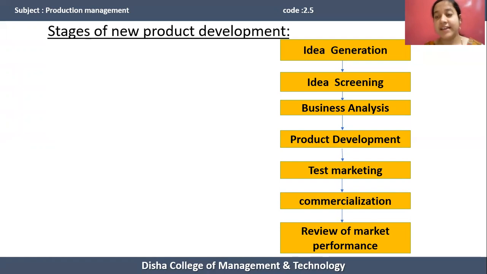In idea generation, the organization generates a number of ideas regarding the product which is suitable to them. Next, idea screening. In the idea screening stage, the organization scrutinizes all the ideas which are generated. And in the business analysis stage, the industrialist tries to identify the exact product for manufacturing.